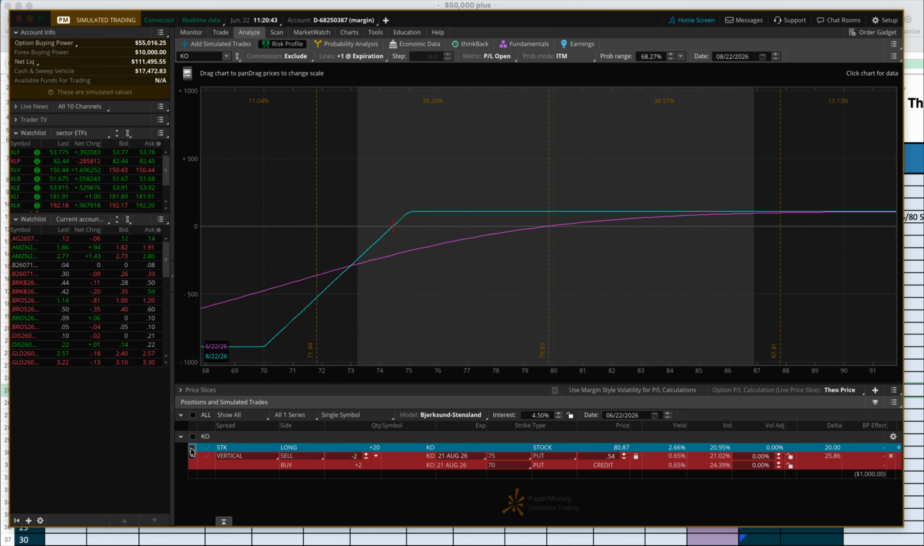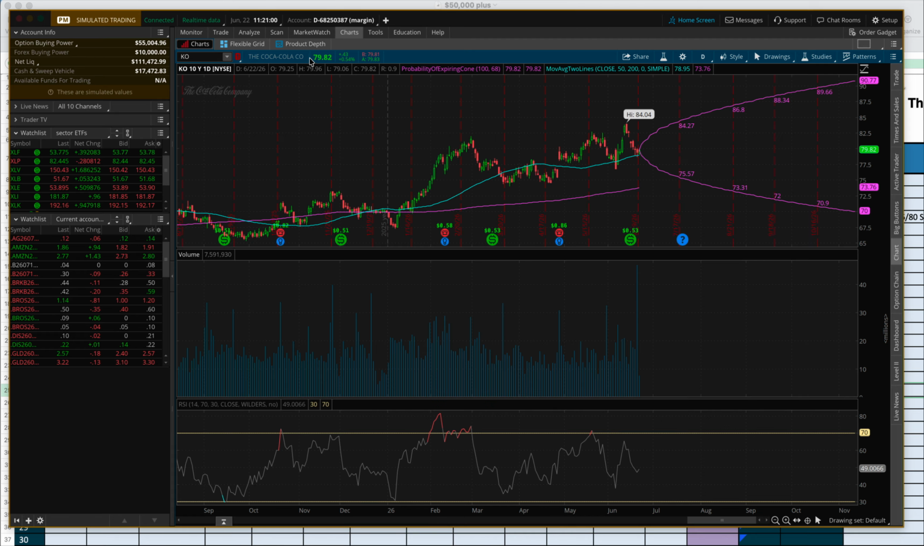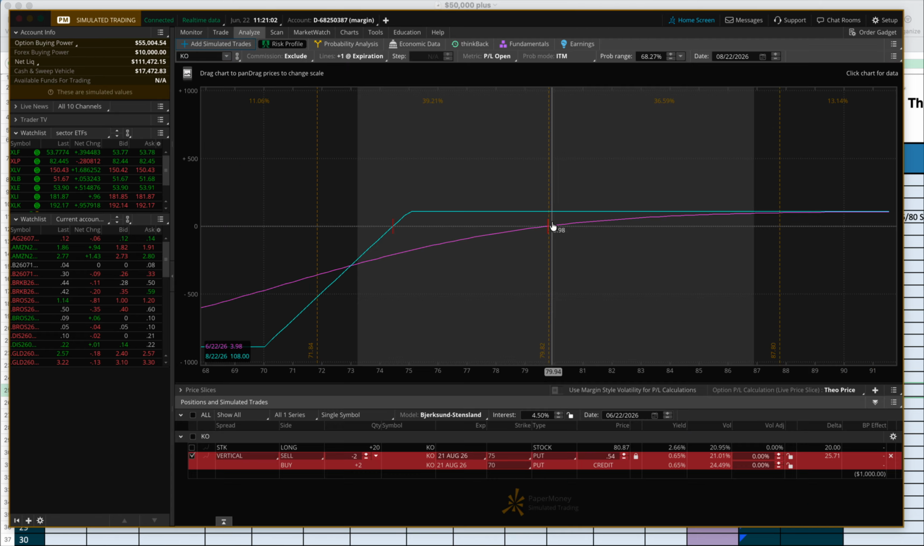Take out the stock I own. All right, so you can see the probability cone. It does fall in there for August 22nd. Right now it's at 79. Is that what it's at? 79.82. So right here, it's right here right now. So it'd have to drop all the way down here. So we're looking at making 108 bucks. Look at this right here, 108 bucks. The most I could lose is 892 if something crazy happens and everything collapses.